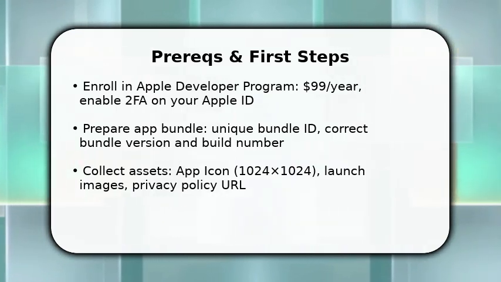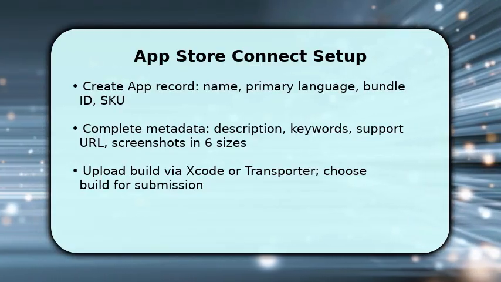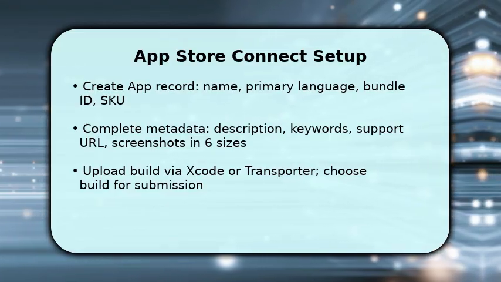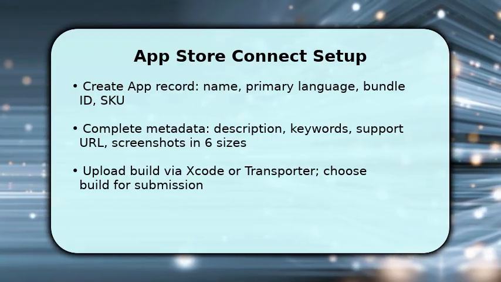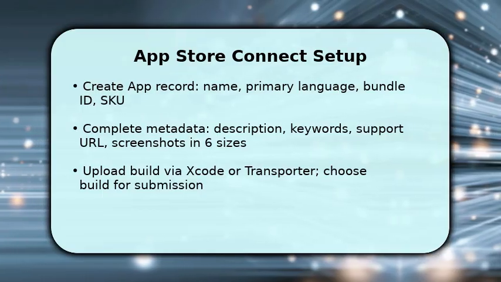in App Store Connect. You next log into App Store Connect and create a new app record tied to your bundle ID. Once created, fill metadata fields: long description, keywords, support and marketing URLs, and categorize your app. Then upload builds using Xcode's Organizer or Apple Transporter.